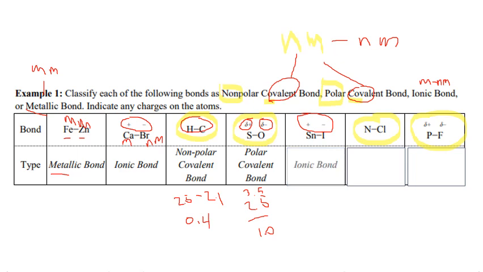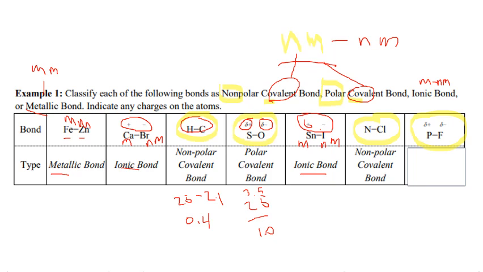Same idea as before, if we have a positive and a negative, but more importantly, we have a metal and a non-metal. So right away that tells us it's ionic, just like over here. Nitrogen and chlorine are both non-metals, so we know it's either type of covalent bond, but it's a very small difference. So that means that it's nonpolar.